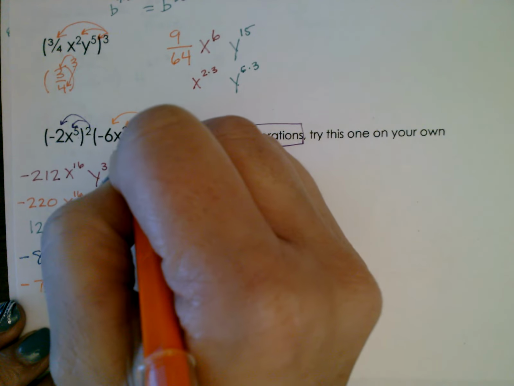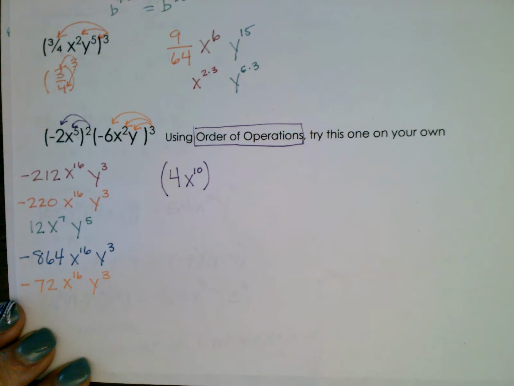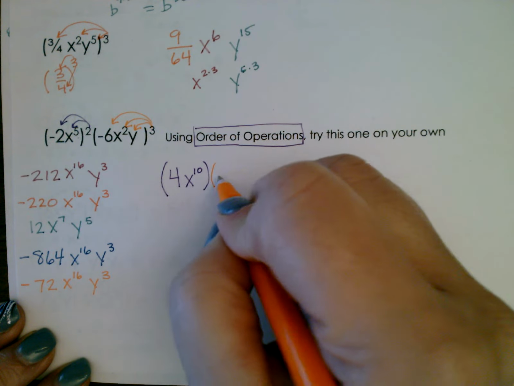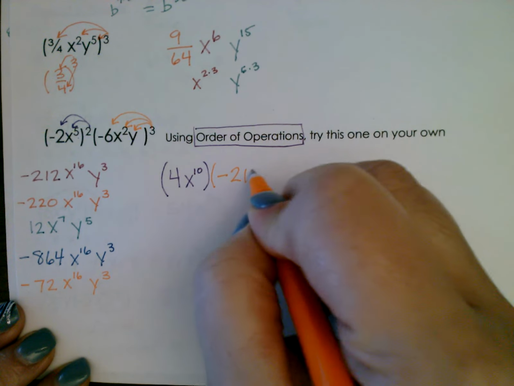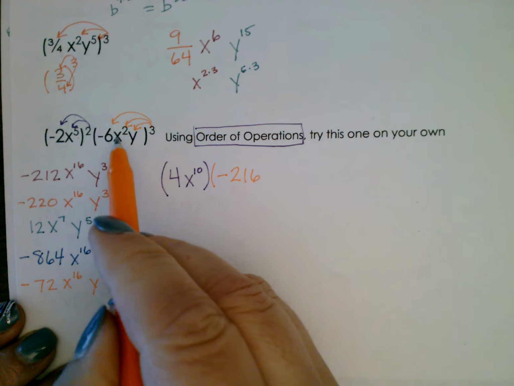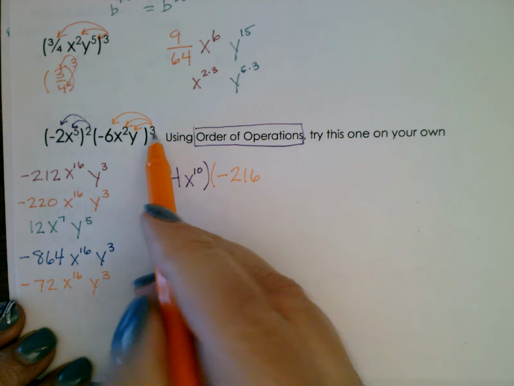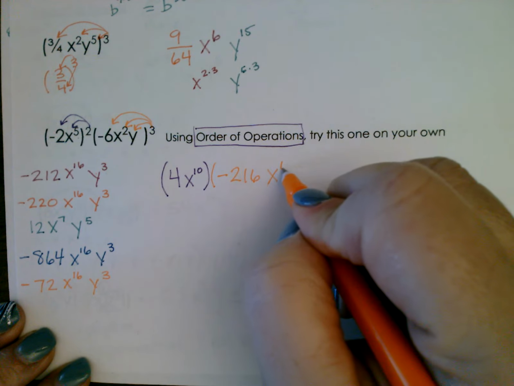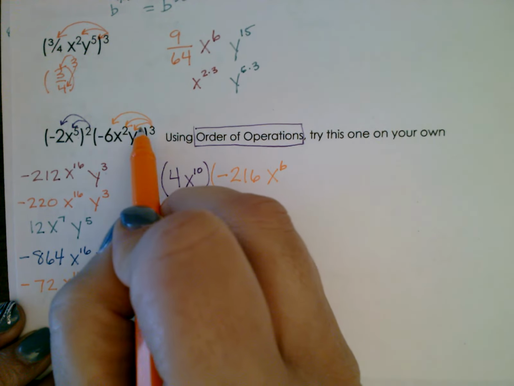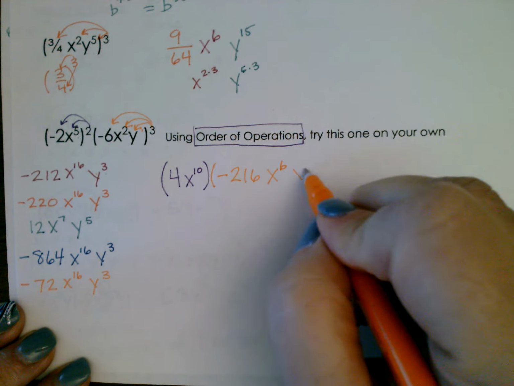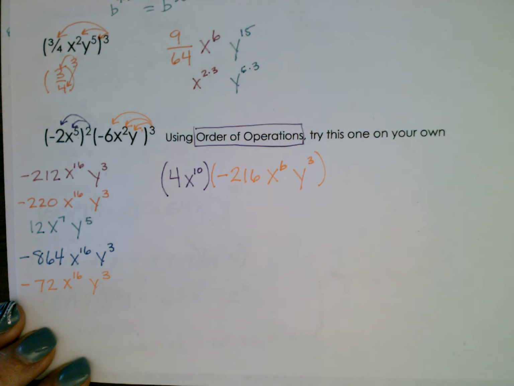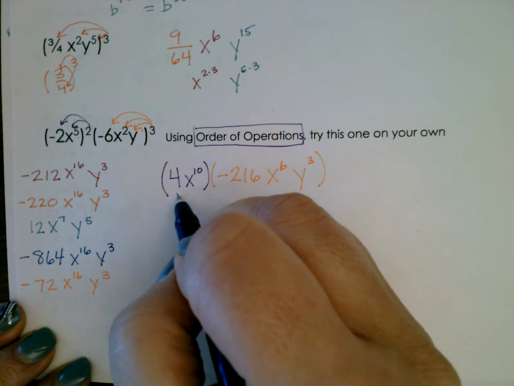I will come to the next set and apply the exponent. Negative 6 cubed, negative 216. I sure hope your calculator did that all right. X squared raised to the 3rd power is x to the 6th, 2 times 3. Remember, this has an invisible 1. I get y cubed.